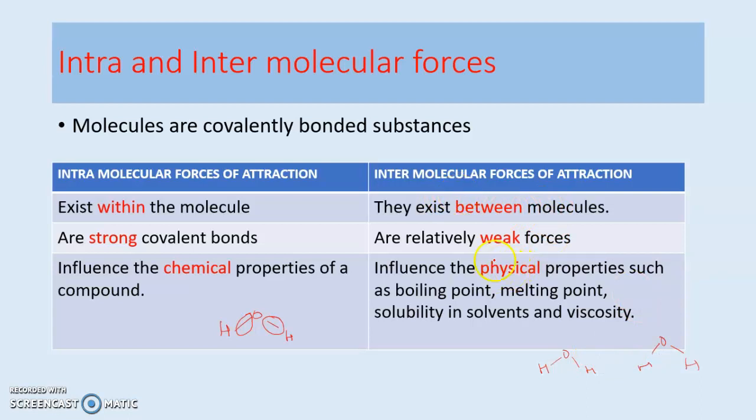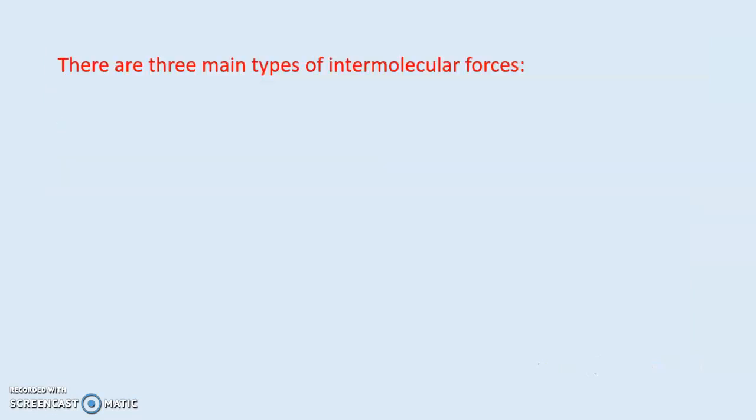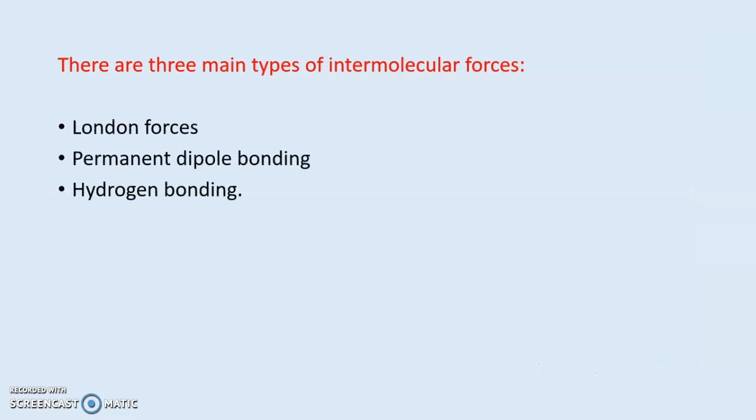And when we talk about intermolecular in comparison to intramolecular, they are relatively weak. And the influence of these intermolecular forces is on the physical properties. So based on these intermolecular forces, the physical properties would vary. Now, there are three main types of intermolecular forces. We will be only focusing on London forces in this video. If you're interested to find out about the other two intermolecular forces, then please do refer to the other videos on my channel. But today we're only going to look at London forces.